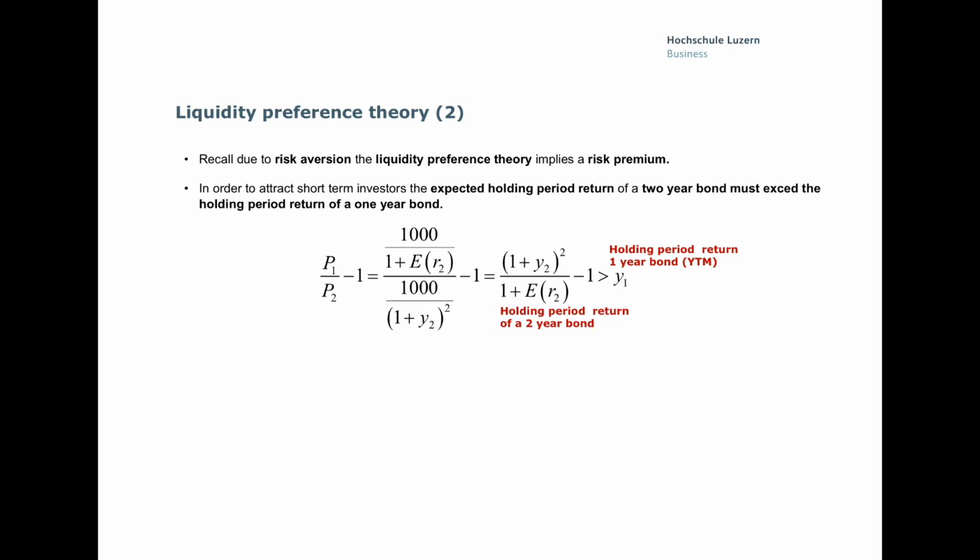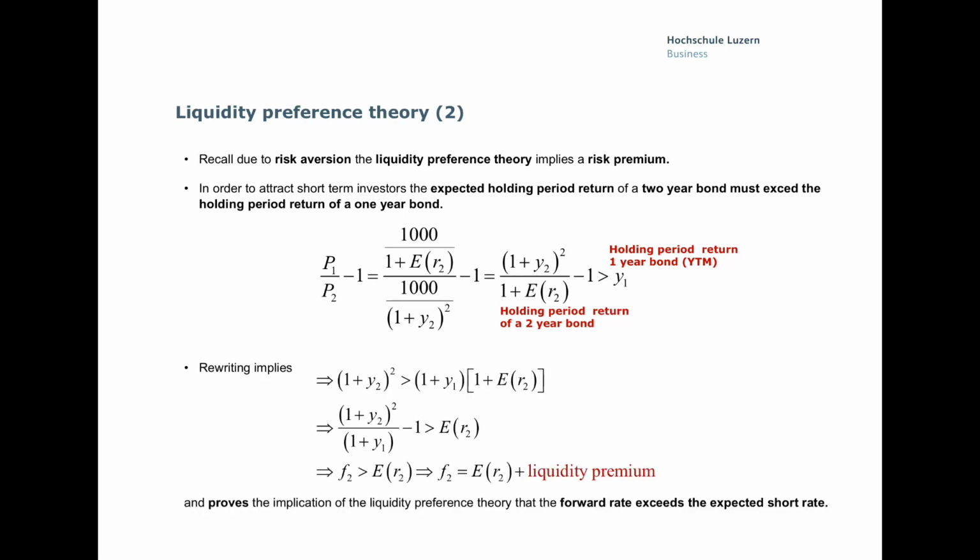Rewriting this expression implies that the holding period return of the 2-year bond exceeds by definition the holding period return of a 1-year bond. Note that the holding period return of a 1-year bond is equal to the yield to maturity of this bond. Rewriting implies that the 2-year forward rate exceeds the expected short rate for year 2. This proves the implication of the liquidity preference theory that the forward rate is greater than the expected short rate due to a liquidity premium.